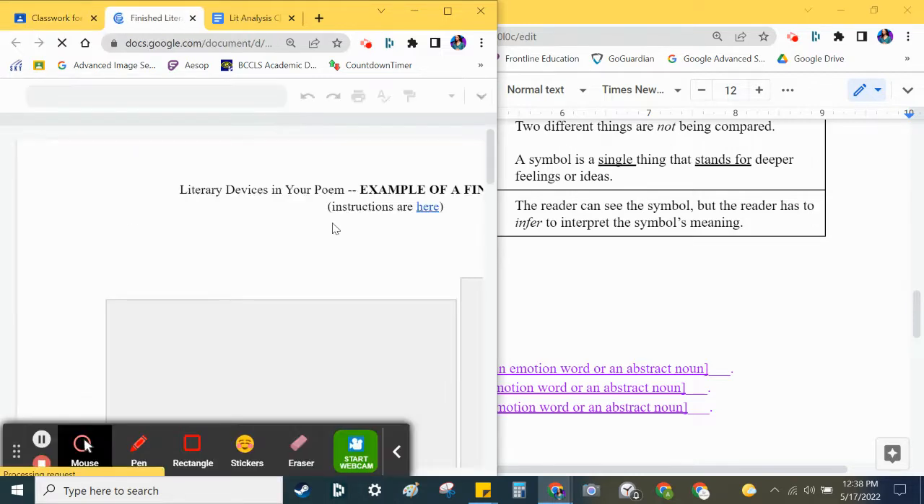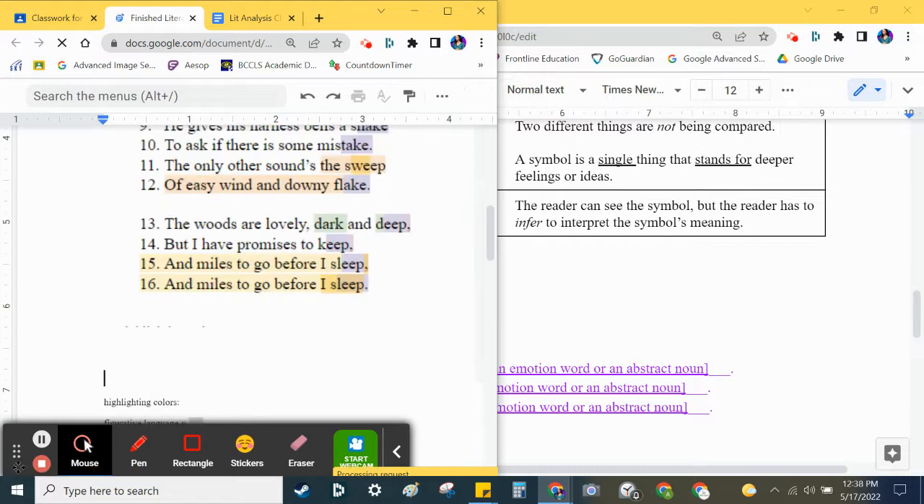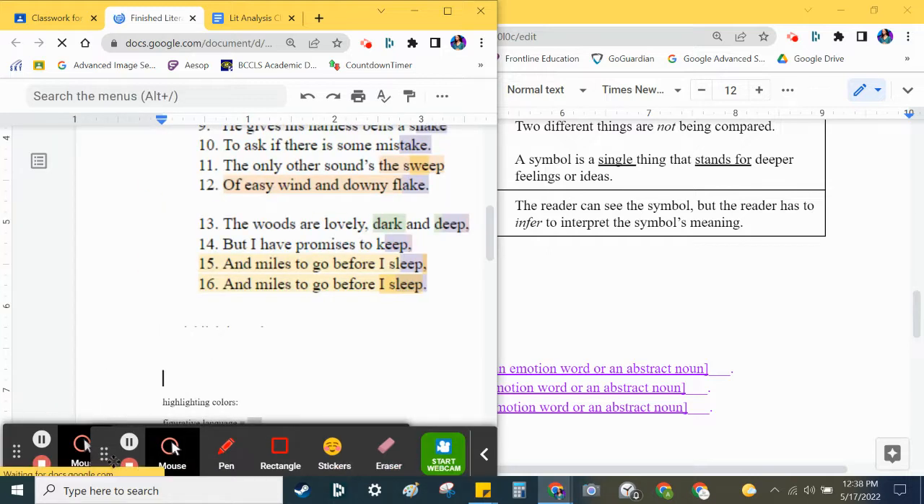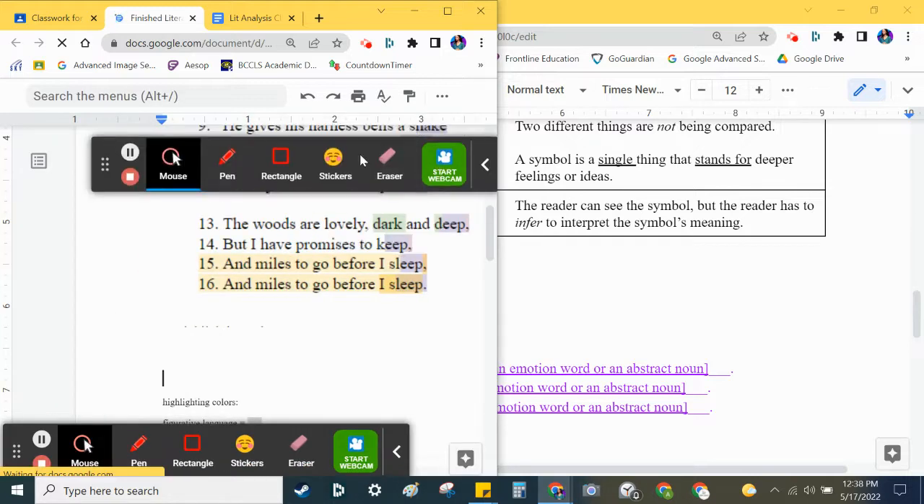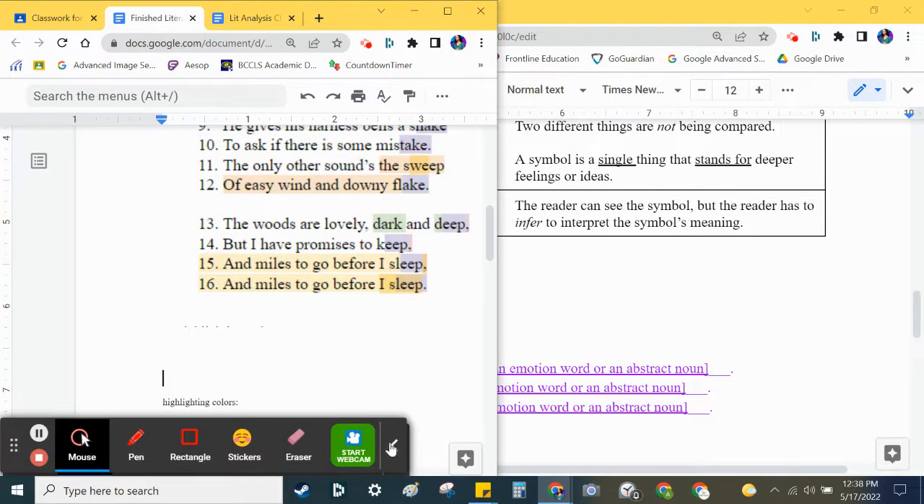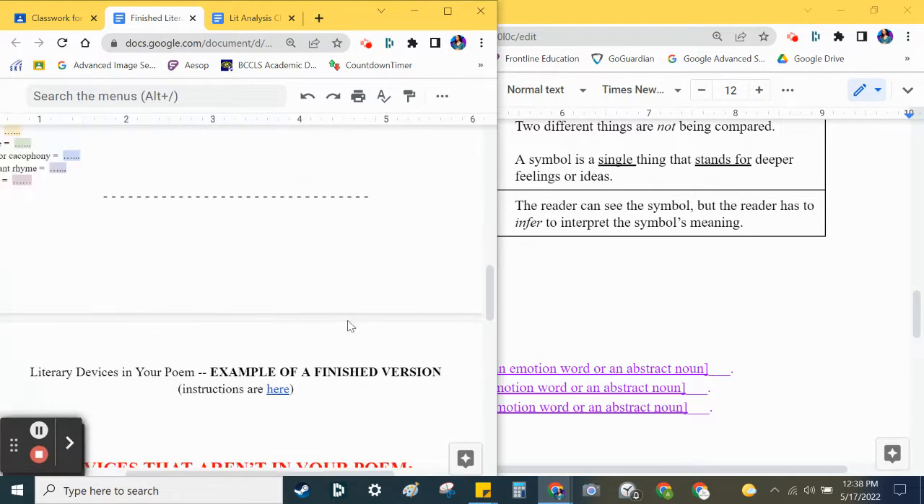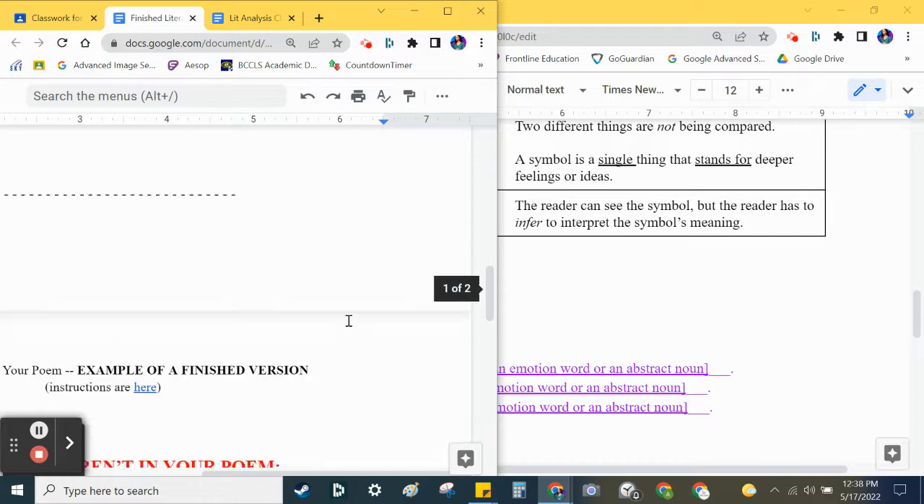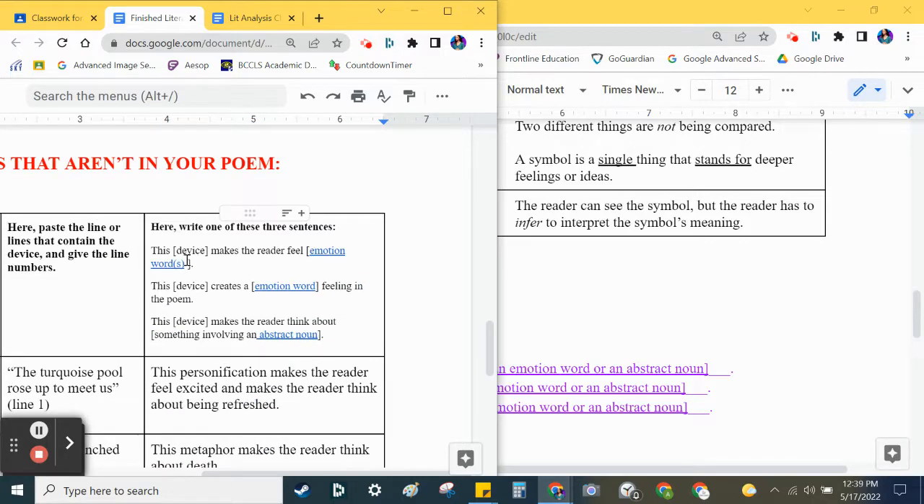I'll show you my literary devices doc. Normally, oh my goodness, there's so many. Hold on. Okay, so normally in your literary devices doc, you're going to use one of these feeling sentences, right?